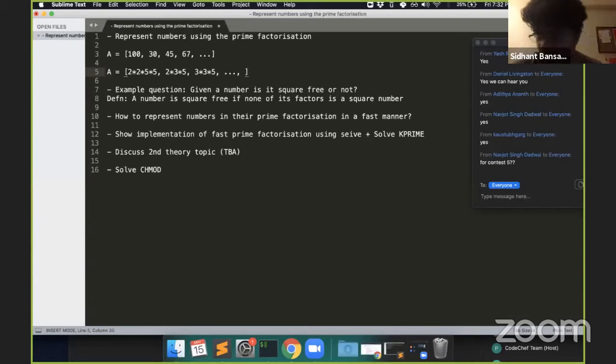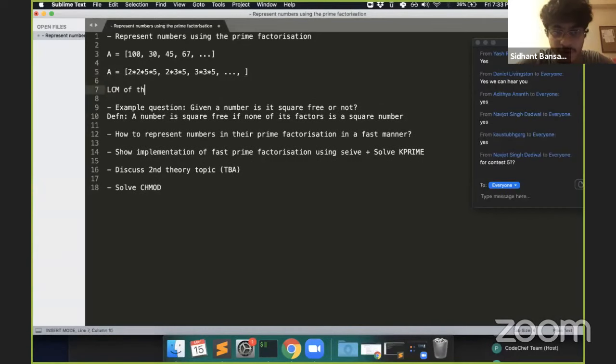Okay, let's go through some quick examples. What if I have an array of integers and I have to find the LCM of those integers? LCM of an array of integers. Does anyone have any ideas? How should we do this?